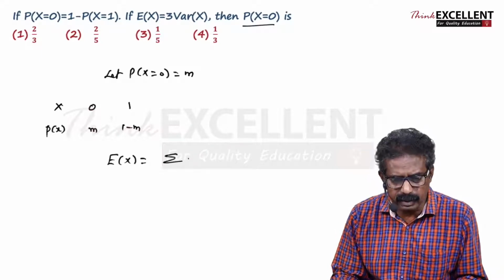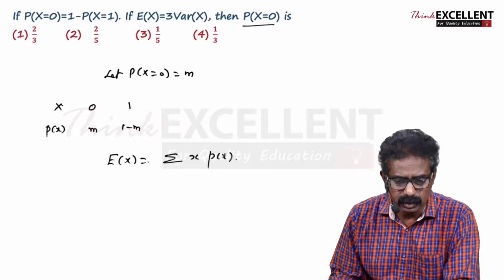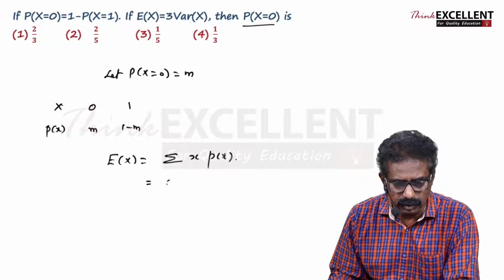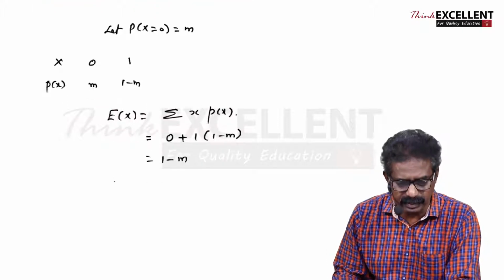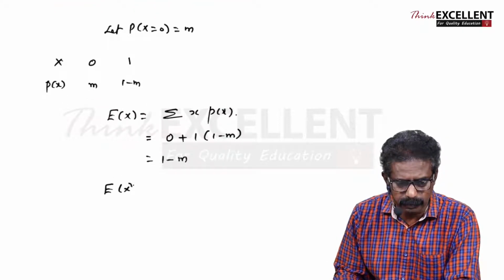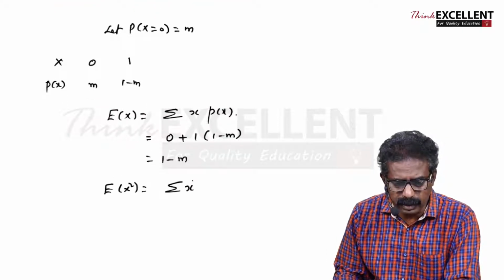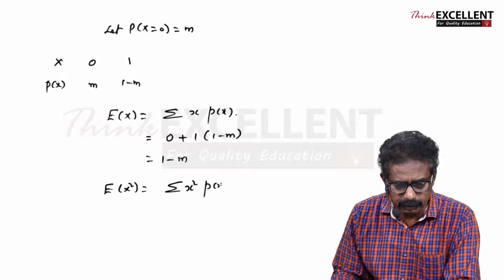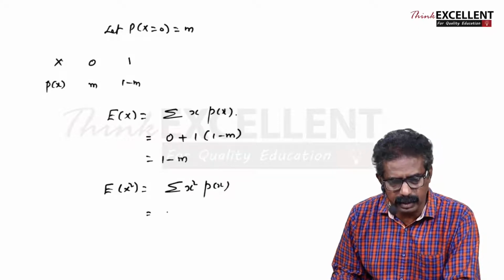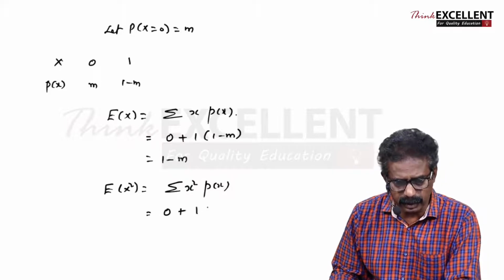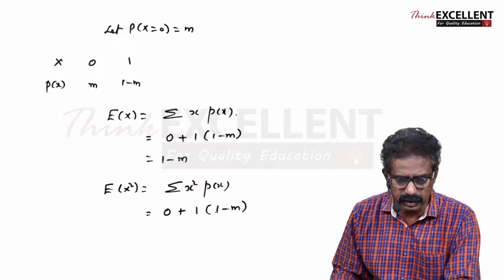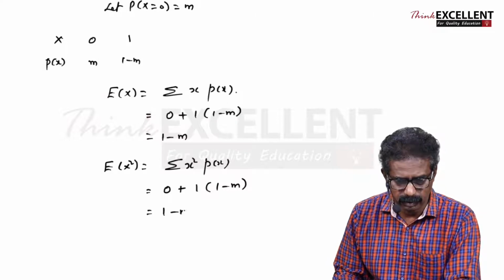E of x means sigma x into P of x. So 0 into M, 0, plus 1 into 1 minus M. So you are getting 1 minus M. This is E of x. E of x square is sigma x square into P of x. So that is 0 square into M plus 1 square, it is 1 only, into 1 minus M. So this is also 1 minus M.